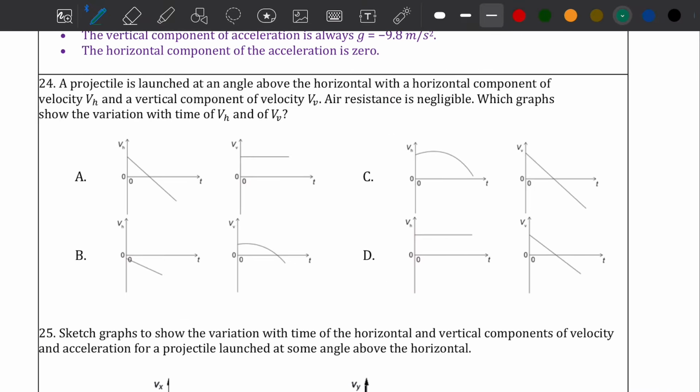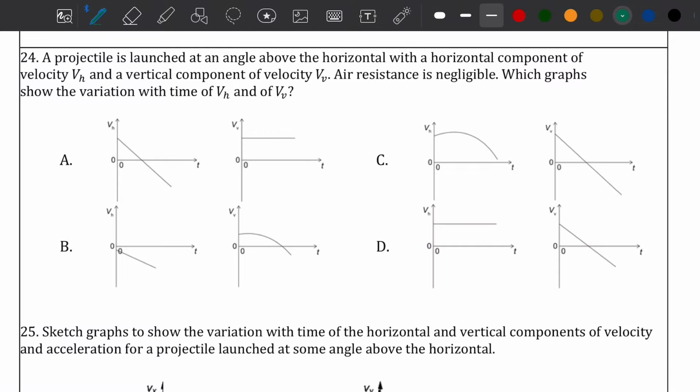Okay, next we are having projectile motion questions. It's describing a projectile motion, and it's asking us to select a graph which shows the correct graph for horizontal velocity and vertical velocity. So in projectile motion, we know that VH remains constant. That is, horizontal velocity does not change. And the only graph which shows that is D.